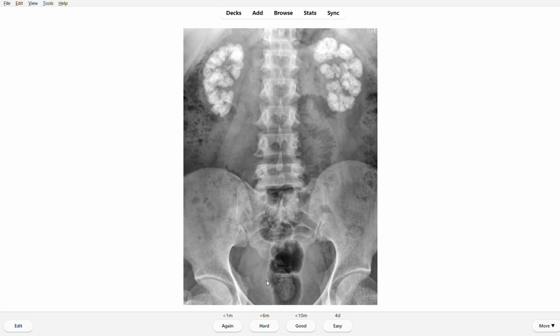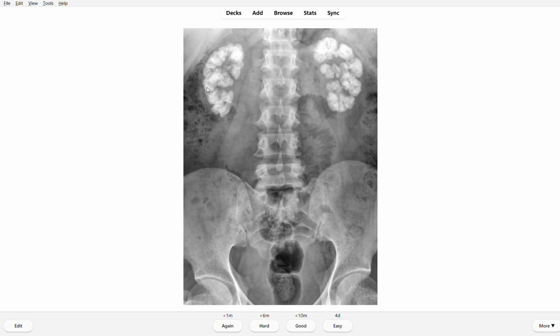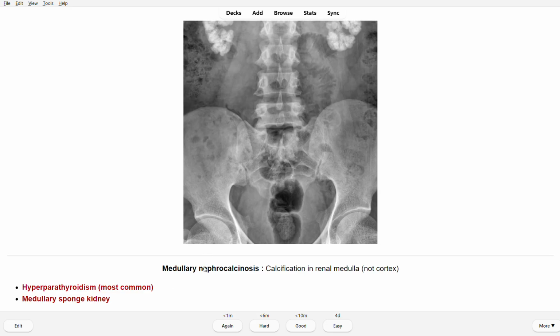This is medullary nephrocalcinosis, calcification in the renal medulla and not the cortex. See, the medulla of the kidney is calcified. Where is medullary nephrocalcinosis seen? It is seen in hyperparathyroidism as well as medullary sponge kidney. Hyperparathyroidism is the most common cause of medullary nephrocalcinosis.